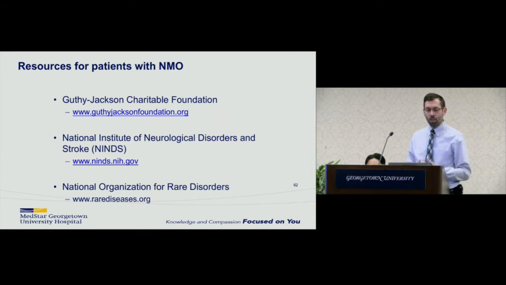Also, a good resource is the National Institute of Neurologic Disorders and Stroke, which is part of the NIH. They have education not just about NMO, but about a whole host of neurologic diseases. And then there's something called the National Organization of Rare Disorders. Again, NMO is a less commonly known disease, so it falls into the rubric of these rare disorders, so that's another good website to get more information.